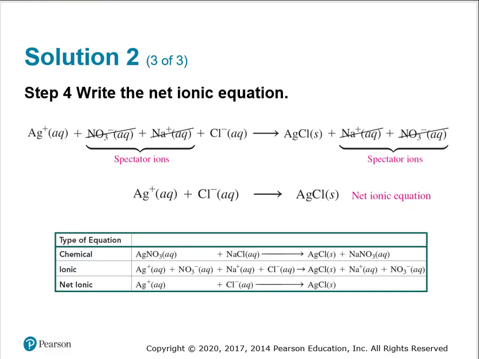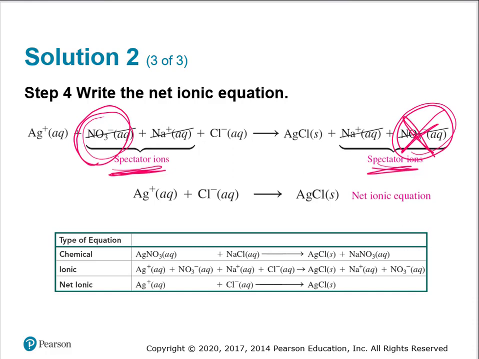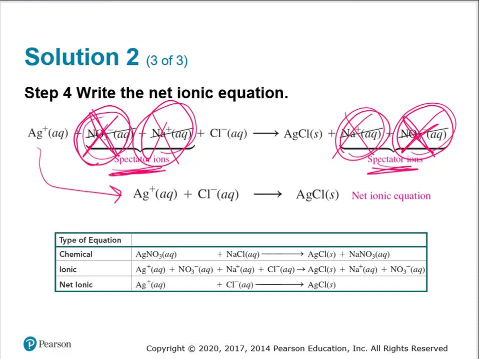From there, the last thing I do is I cross off the spectator ions, is what we call them, which means after I split those apart, there's an NO3- on the left and an NO3- on the right. And they can just cancel each other out. If they're on the left and the right, get rid of them. Here's an Na+ and there's an Na+, get rid of them. What am I left with? That is my net ionic equation.